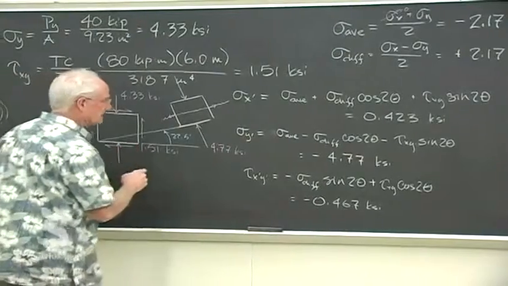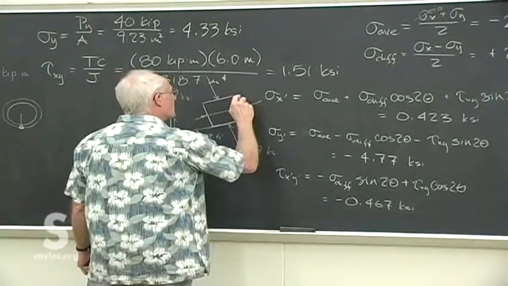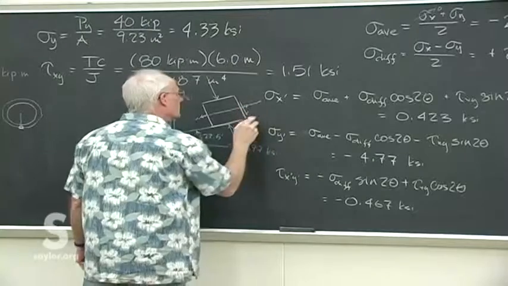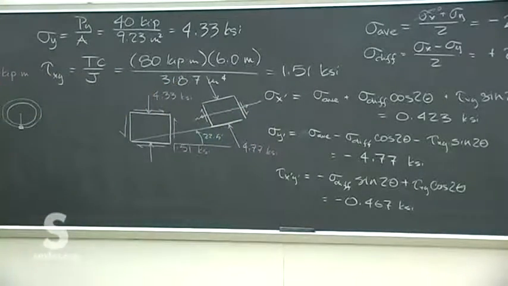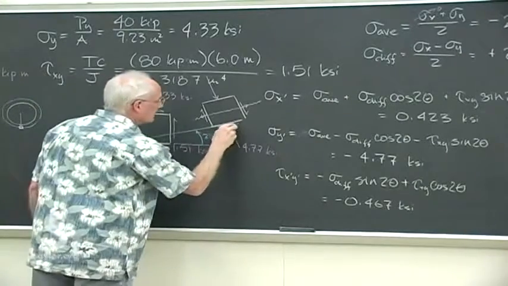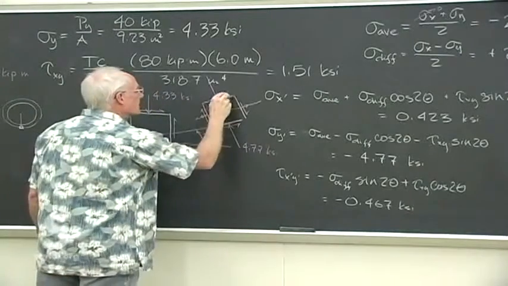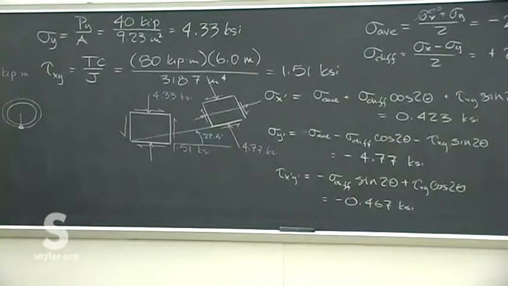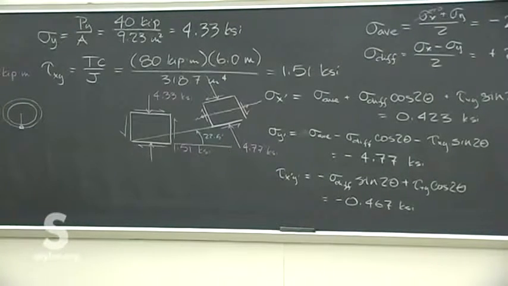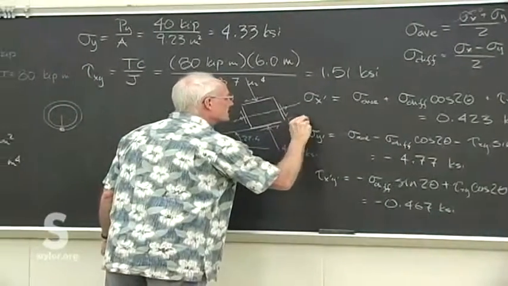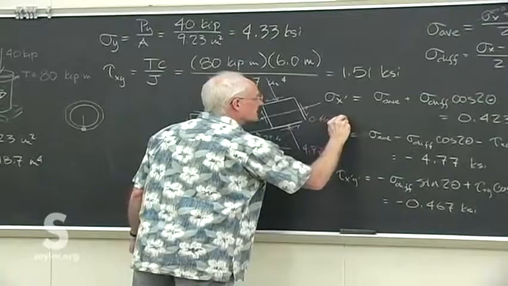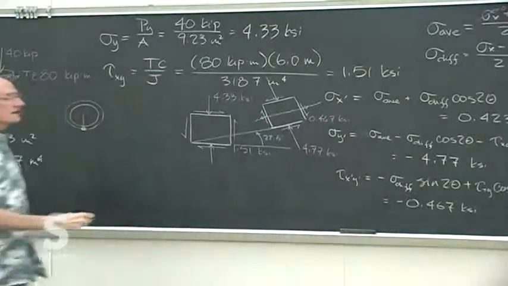And it's a negative, so we know which direction it goes. So we know that that shear stress is going to be 0.467 KSI.